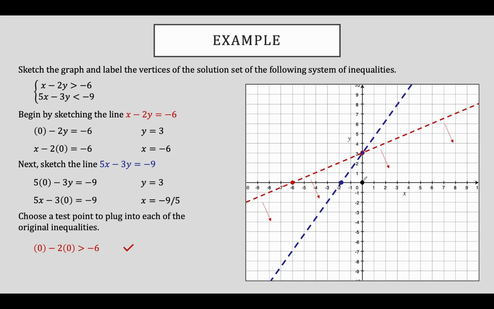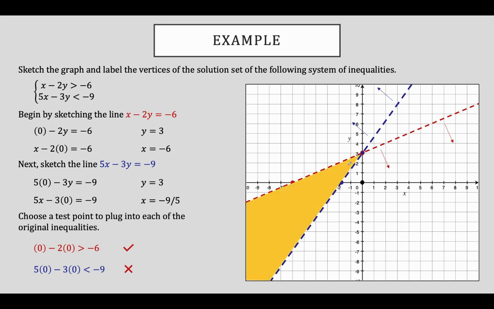Next, we plug our test point into the second inequality. 5 times 0 minus 3 times 0 is less than negative 9. This gives us a false statement. 0 is not less than negative 9. Because 0 is not less than negative 9, this test point gives us a false statement. We want to shade the other direction. In other words, up to the left for our blue line. Now, the solution set to the system of inequalities is where our shading overlaps. And where does the shading overlap? Well, that's going to be this region right in here.